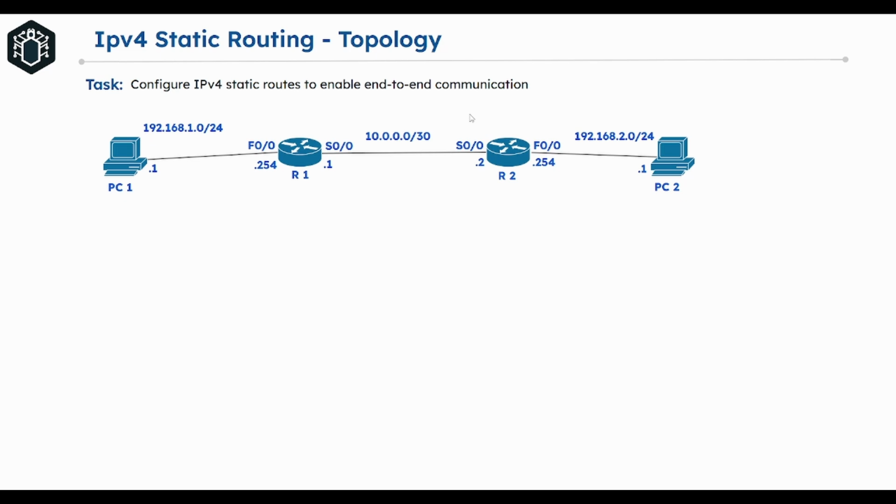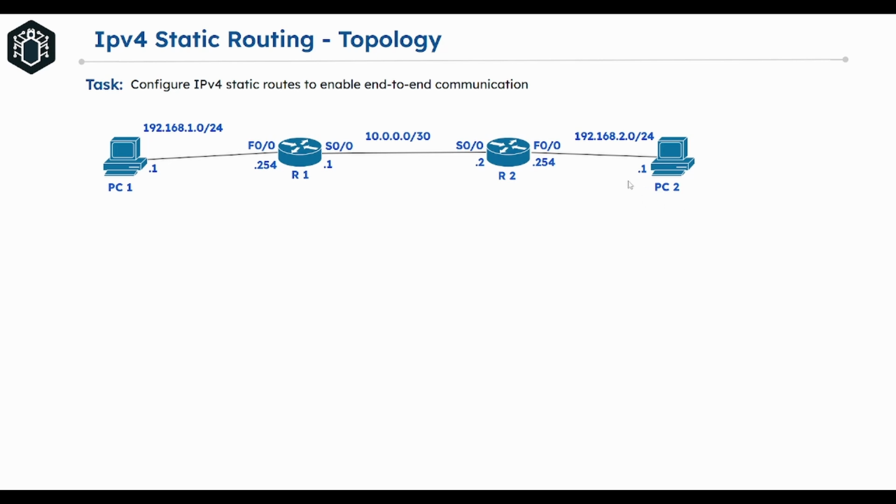Now let's understand static routing using this very simple network. On the left-hand side, we have PC1. It has the IP address of 192.168.1.1 and its default gateway is 192.168.1.254, which is router 1. So PC1 belongs to the network 192.168.1.0/24.